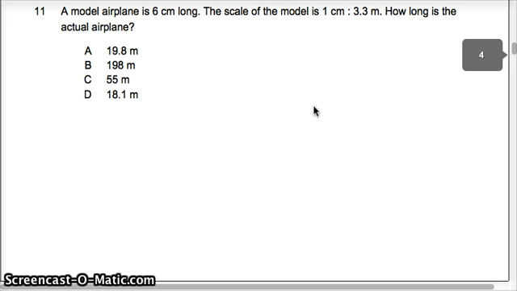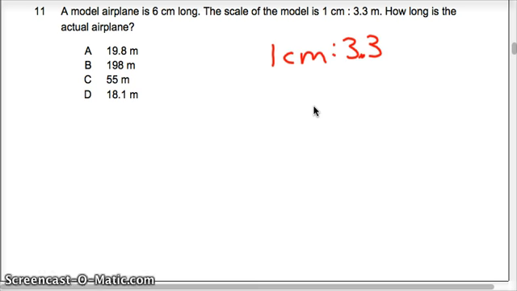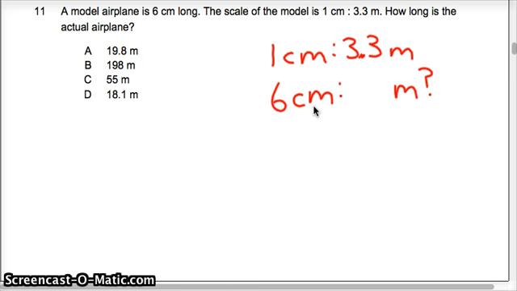Number 11. A model airplane is 6 centimeters long. The scale of the model is 1 centimeter to every 3.3 meters. How long is the actual airplane? Well, this is just going to be a scale. So I know that I have 1 centimeter is equal to 3.3. And I have 6 of these centimeters now. I want to know how many meters that is going to be.